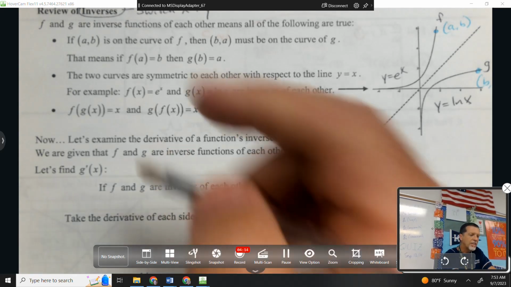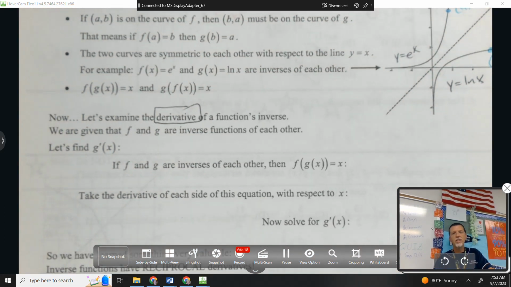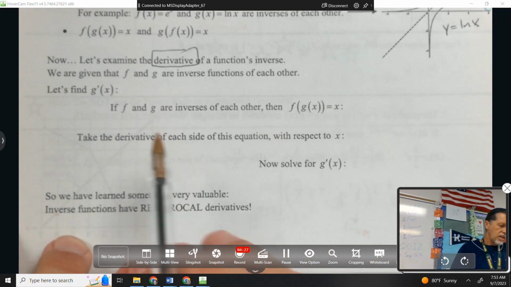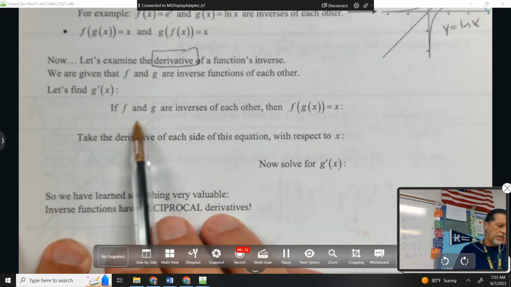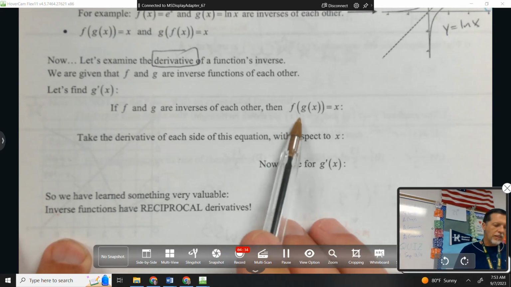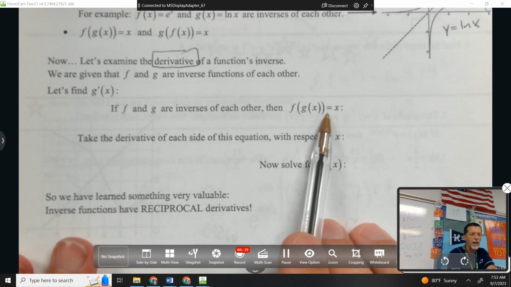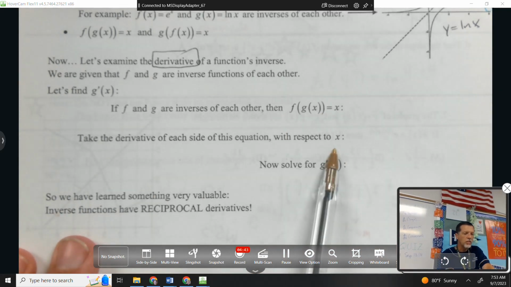Until now. Now let's examine the derivative of a function's inverse. Okay, so derivatives are tricky, inverses are tricky, so we're going to put them both together and get the derivative of an inverse. Alright, let's find g prime. If f and g are inverses of each other, then f of g of x equals x. Right, we knew that. That's a pre-cal kind of statement. Take the derivative of each side of this equation with respect to x.